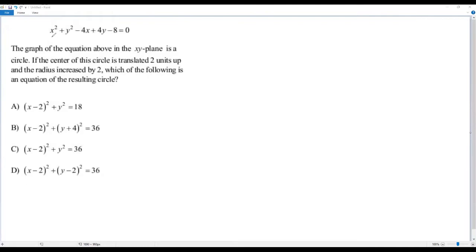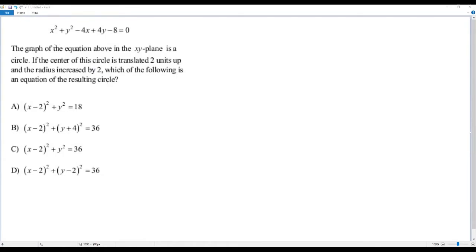Okay, here we have the equation in general form. When I go over the answer choices, we have the equation of a circle in standard form. And in the given circle, we have to apply the given transformations. That is, the circle has to be translated 2 units up, and also the radius has to be increased by 2. So after that, we have to get the equation of a circle in standard form.